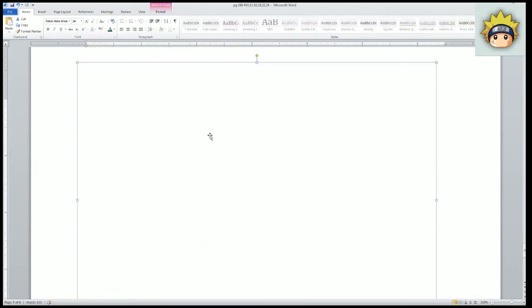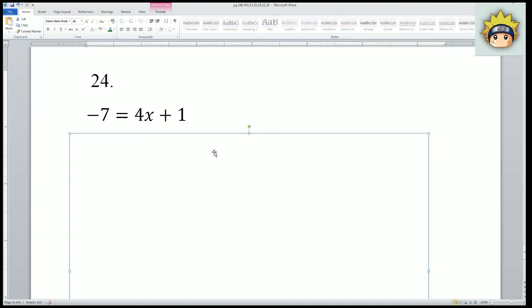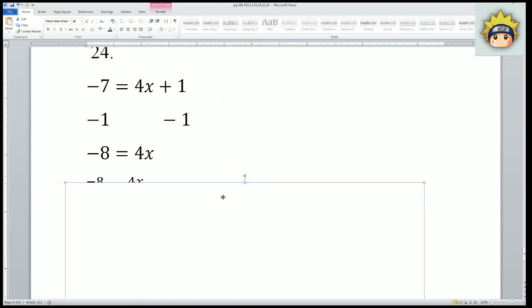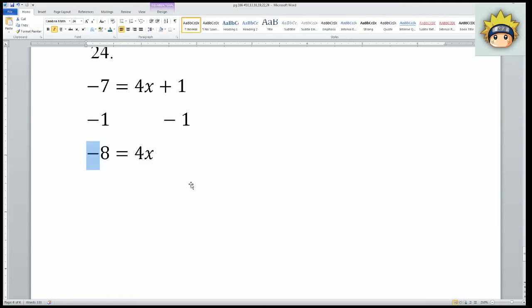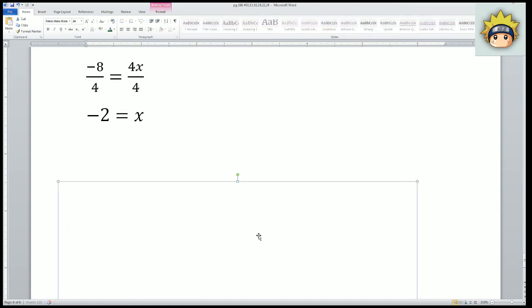Next one, 24. Negative 7 equals 4x plus 1. We have to get x alone by subtracting 1 from both sides. Once we subtract 1 from both sides, we should have negative 8 equals 4x. x is not alone yet. We have to divide both sides by 4. Then we got negative 2 equals x.